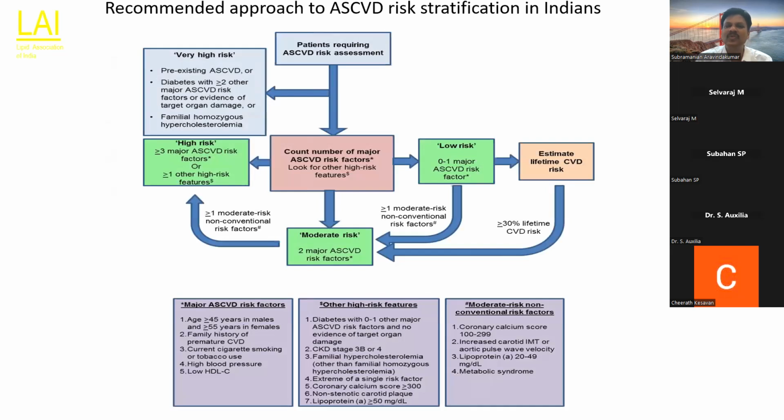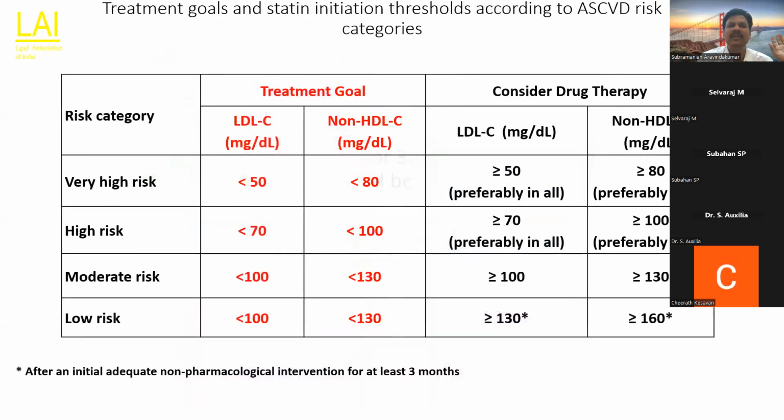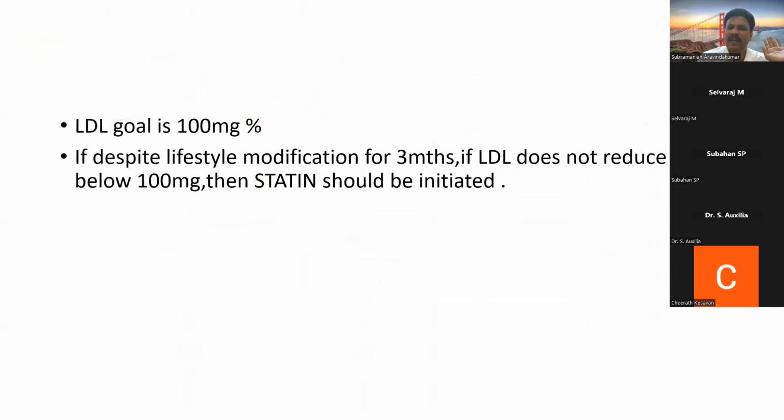Low risk individual case means you have to risk stratify the patient with additional risk factors, such as diabetes, hypertension, family history. If not, then they are low risk, only lifestyle modification is possible. LDL goal here, from 120, is only 100. Lifestyle modification for 3 to 6 months. If it is not achieved, then start a statin.